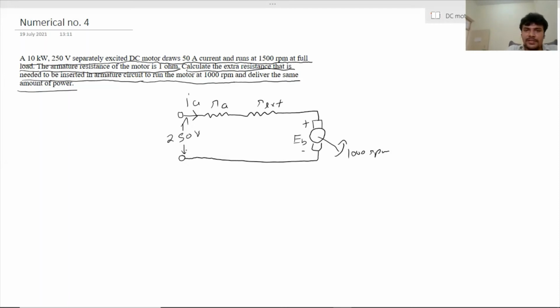So just write the KVL. As soon as you draw the circuit, you can write the KVL. So you can write EB is equal to 250 minus IA times RA plus R external. Let us see what quantities we know. RA is 1 ohm. The armature resistance is not going to change. R external we don't know, as well as the new current.